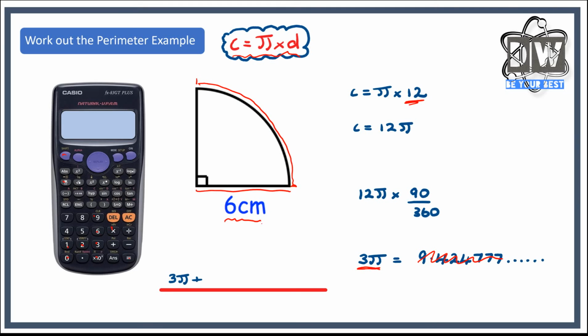We need to also add those two distances. So it'll be 6 plus another 6. This is 6. Remember, this is the radius. Then this is going to be the radius as well. So plus 6. We put all of that into our calculator, and that pumps out an answer of 21.424, or 21.42 to 2 decimal places. So that's how you do it.